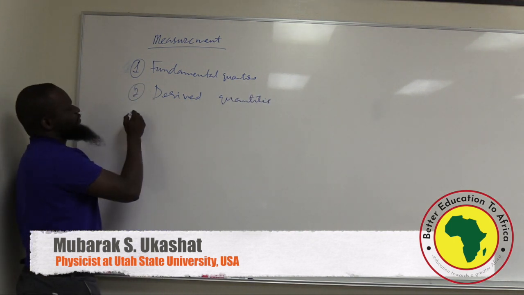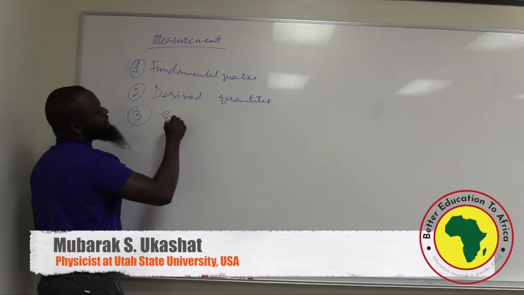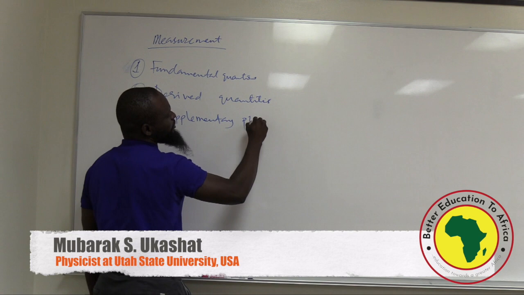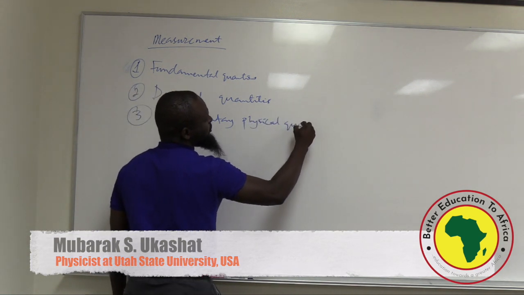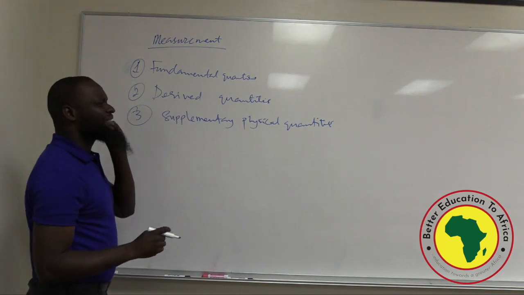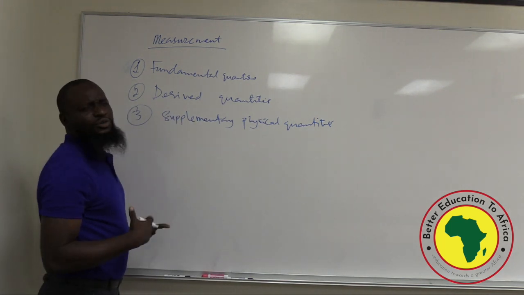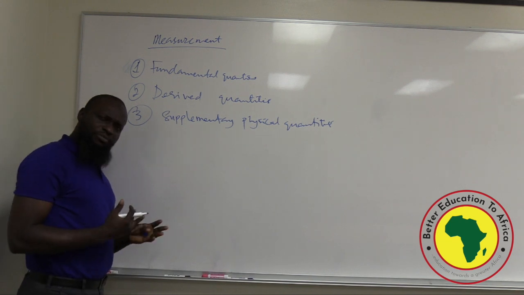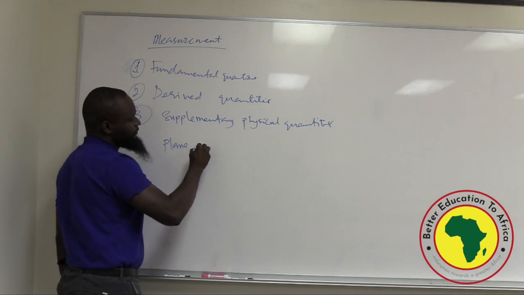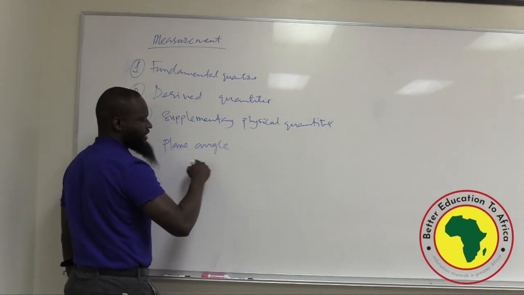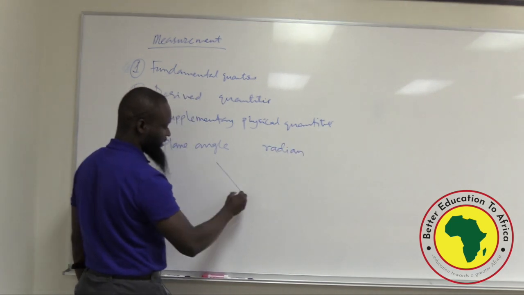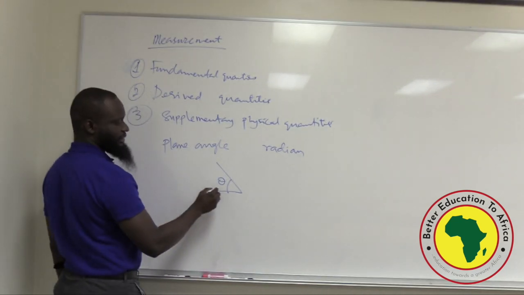There is also another family of quantities called the supplementary quantities. The supplementary physical quantities are sometimes attached to the fundamental, but they are not really part of fundamental because they have no dimensions per se. They are used to measure certain properties of angles. One is the plane angle, and the unit is a supplementary unit called the radian. The plane angle is like this in 2 dimensions, theta. This is a plane angle.